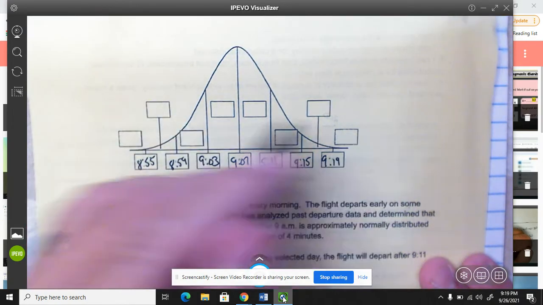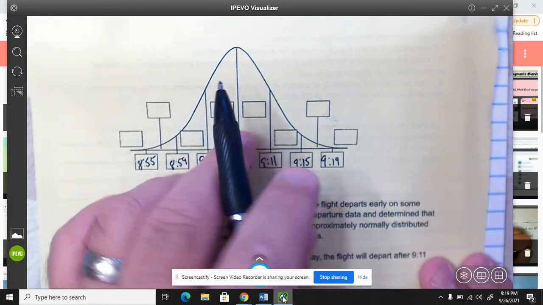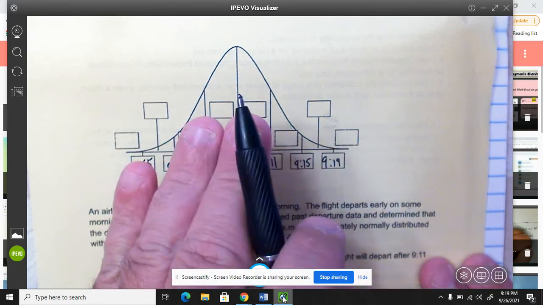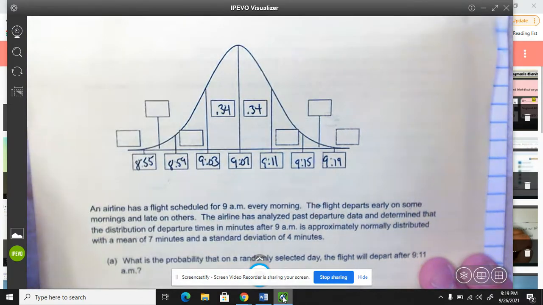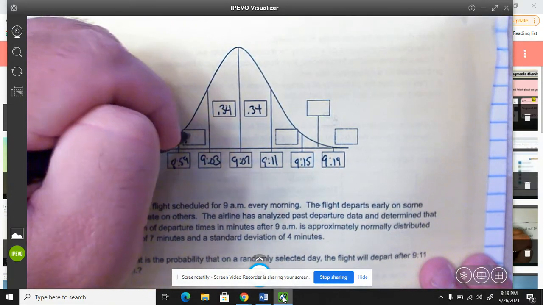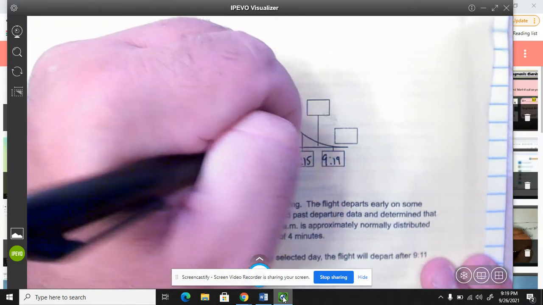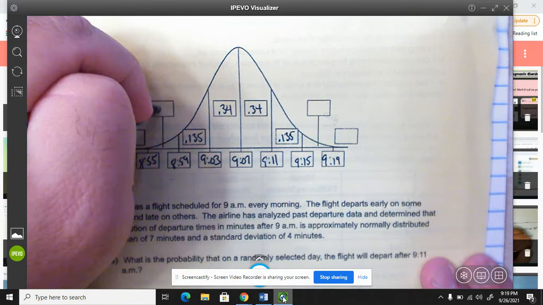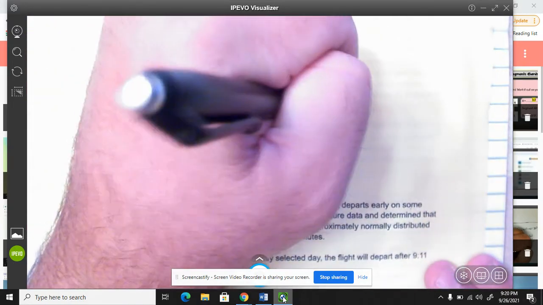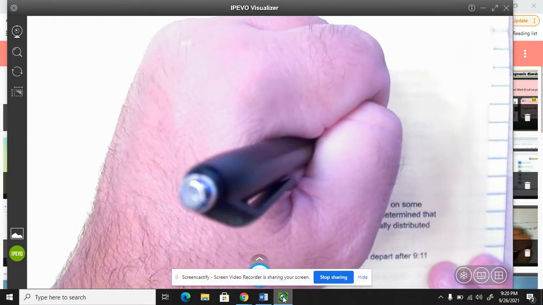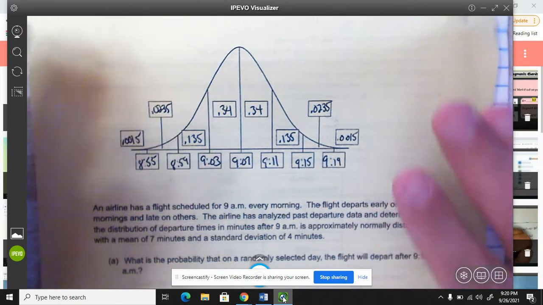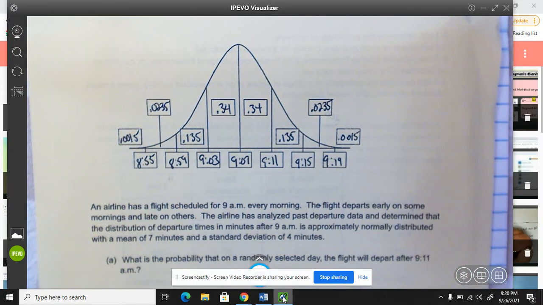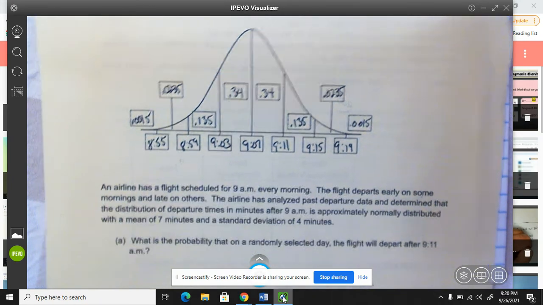Now, these numbers are always the same. We're talking about probability here, not percentages, probability. So these numbers are going to be the same. 0.34, 0.34, 0.135, 0.135, 0.0235, 0.0235, and the outer one's 0.0015. You have to memorize these numbers. It's essential that you do that. Now, it makes everything else easy now.